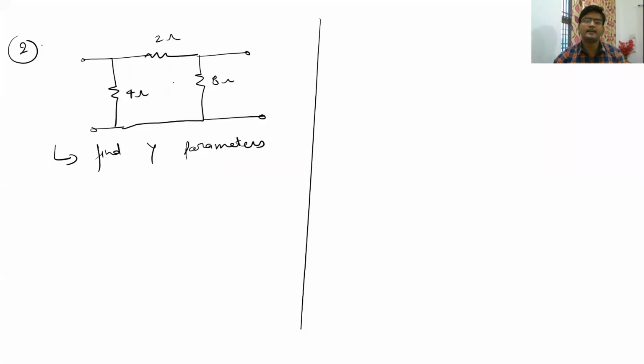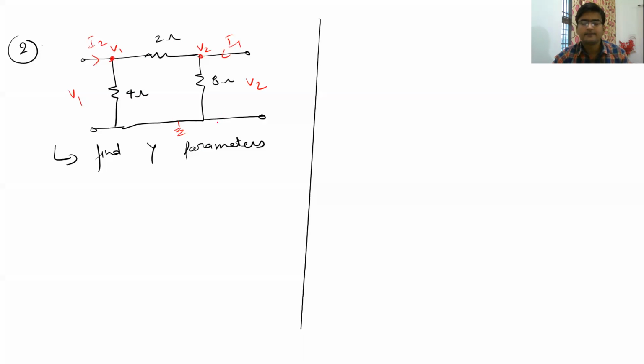Here also you can write KCL equations here, at here, and here. Since this is V1, this is V2, this is I1, this is I2, this can also be V1, this can also be V2. So using KCL equation, you can write this equation which will be relating V1, I1, and I2. And then after rearranging, you will have to compare these equations with the standard Y parameter equation, and you will directly find the values of Y parameters.